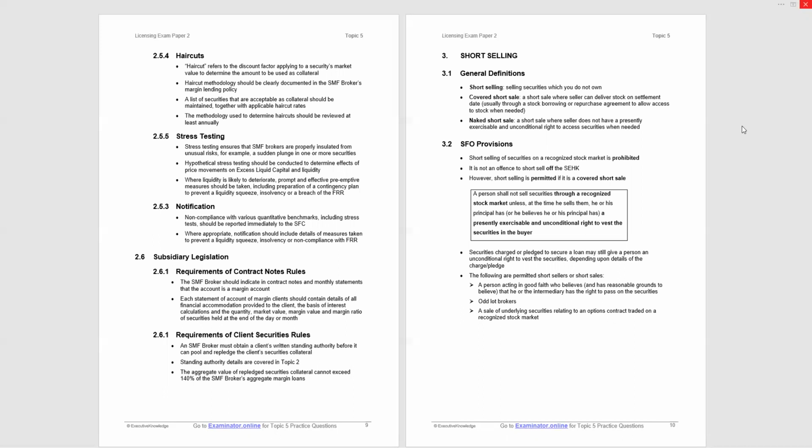2.6, the subsidiary legislation that relates to securities margin financing, contract note rules, and the client securities rules, which a little bit of overlap there with topic 2. Okay, so that's what I'm going to say about securities margin financing. As you can tell, it's fairly broad. 1, maybe 2 questions in the exam.